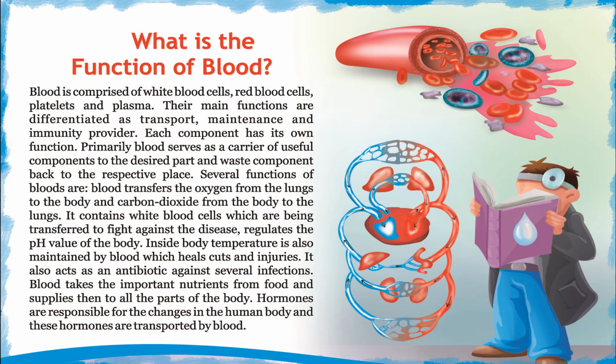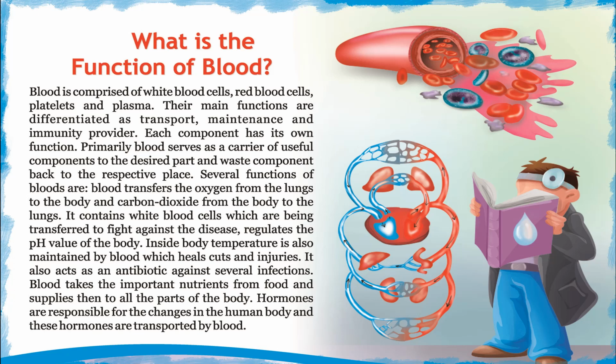What is the function of blood? Blood is comprised of white blood cells, red blood cells, platelets and plasma. Their main functions are differentiated as transport, maintenance and immunity provider. Each component has its own function. Primarily, blood serves as a carrier of useful components to the desired part and waste component back to the respective place. Several functions of blood are: blood transfers the oxygen from the lungs to the body and carbon dioxide from the body to the lungs.